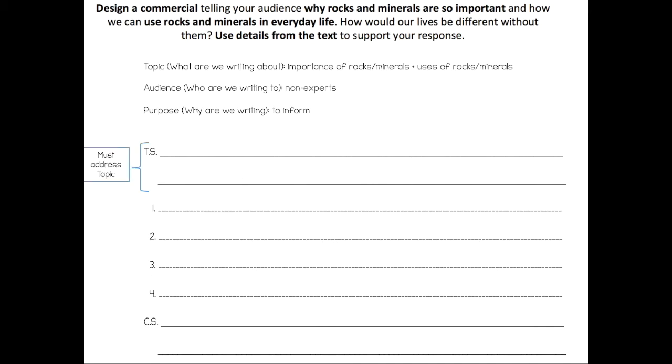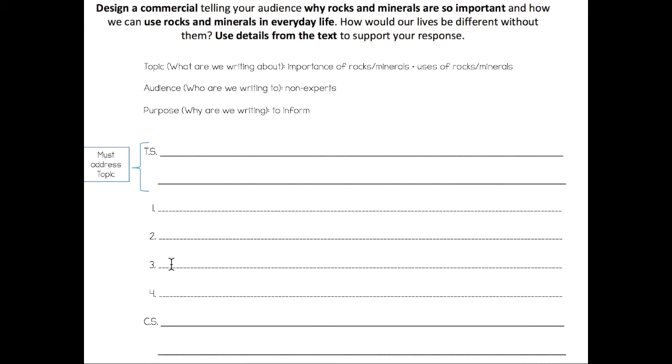So first, our topic sentence we know must address our topic, the importance of rocks and minerals, and the uses of rocks and minerals. Our topic sentence is especially important today because we are designing a commercial. So our topic sentence needs to be especially interesting and groundbreaking and attention-getting so that our reader is sustaining attention on our commercial and doesn't change the channel.